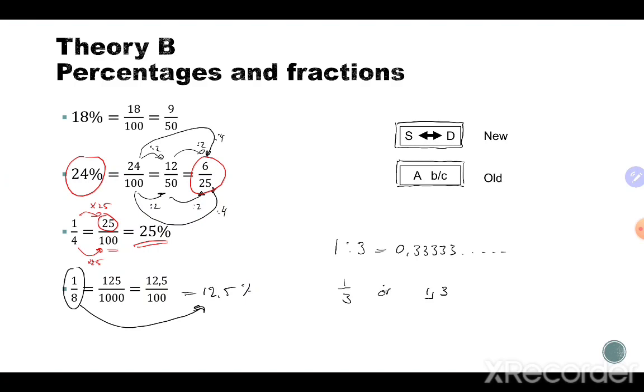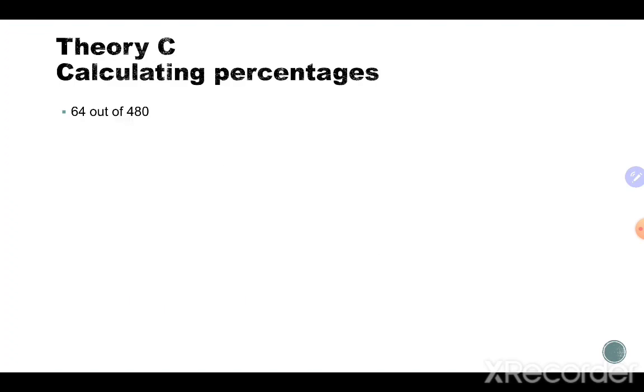All right, so let me have a look at theory C, because that's the important part, how to calculate with percentage. Because what if I want to know what is 64 of 480? All right, what we need to know is that 480 is the total amount, and the total amount is always 100%. So everything together is 100%.